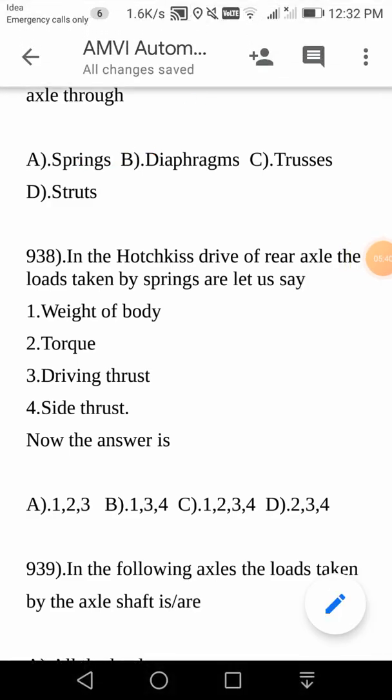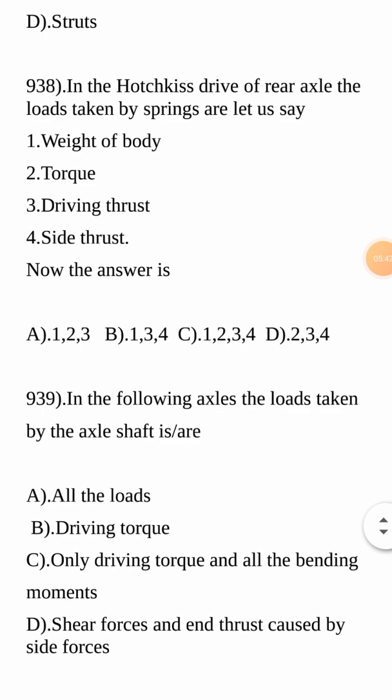Next question, boys. In the Hotchkiss drive of rear axle, the loads taken by springs are, let us say, number 1 weight of the body, number 2 torque, number 3 driving thrust, number 4 side thrust. Now what is the answer? It is actually weight, driving thrust, side thrust and torque. So that means all 4. Your answer is C.